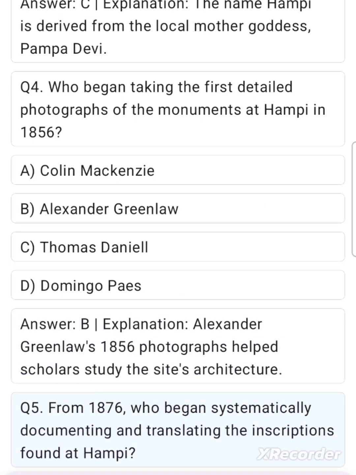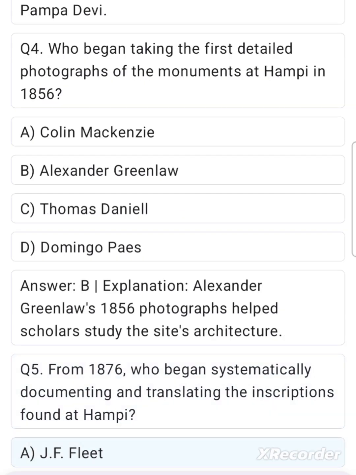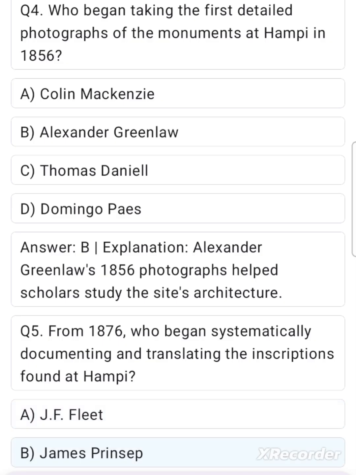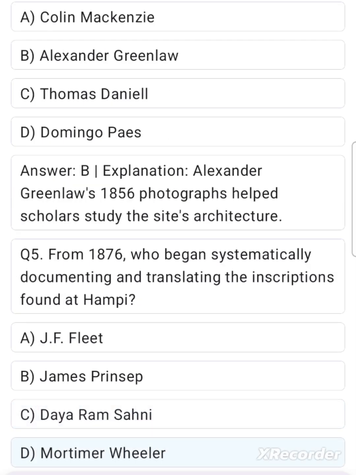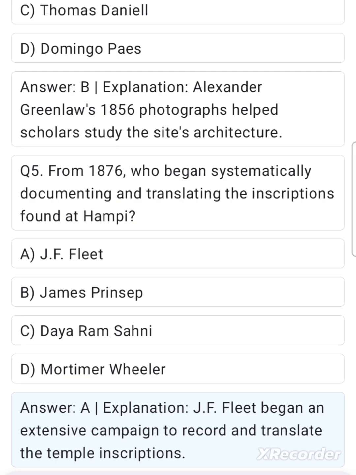Q5. From 1876, who began systematically documenting and translating the inscriptions found at Hampi? A. J.F. Fleet. B. James Prinsep. C. Daya Ram Sahni. D. Mortimer Wheeler. Answer. A. Explanation. J.F. Fleet began an extensive campaign to record and translate the temple inscriptions.